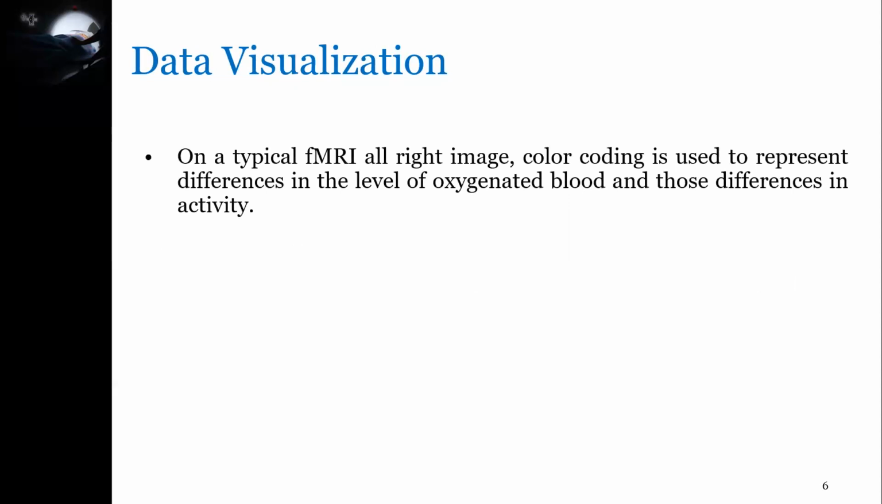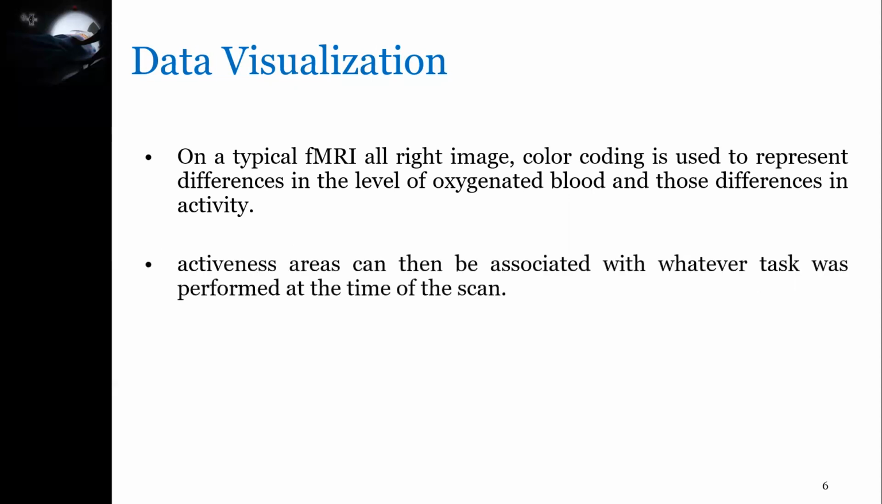On a typical fMRI image, color coding is used to represent differences in the level of oxygenated blood and those differences in activity. Active areas are then associated with whatever task was performed at the time of the scan.